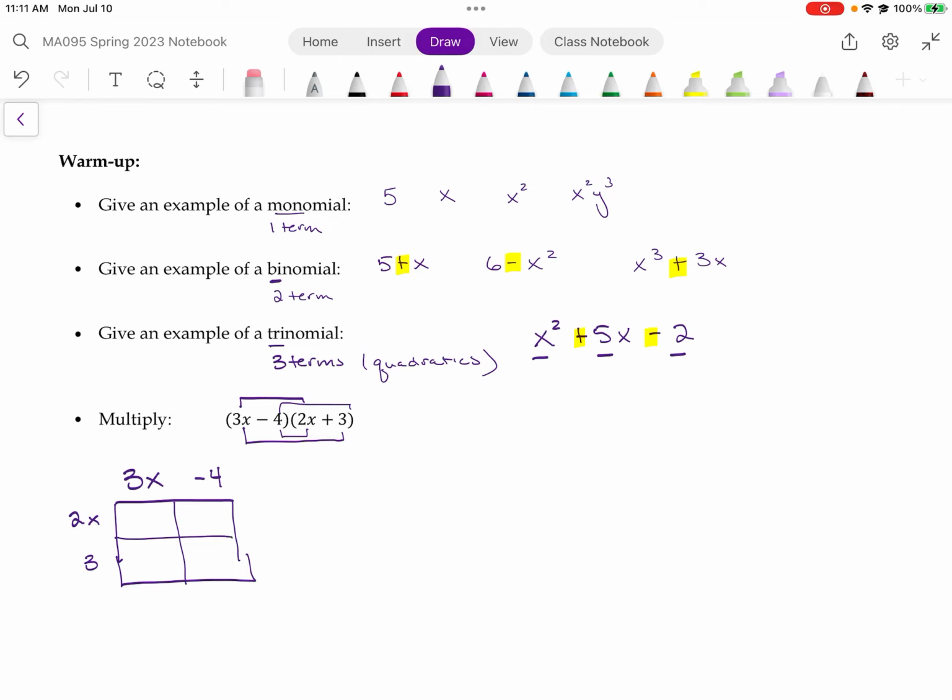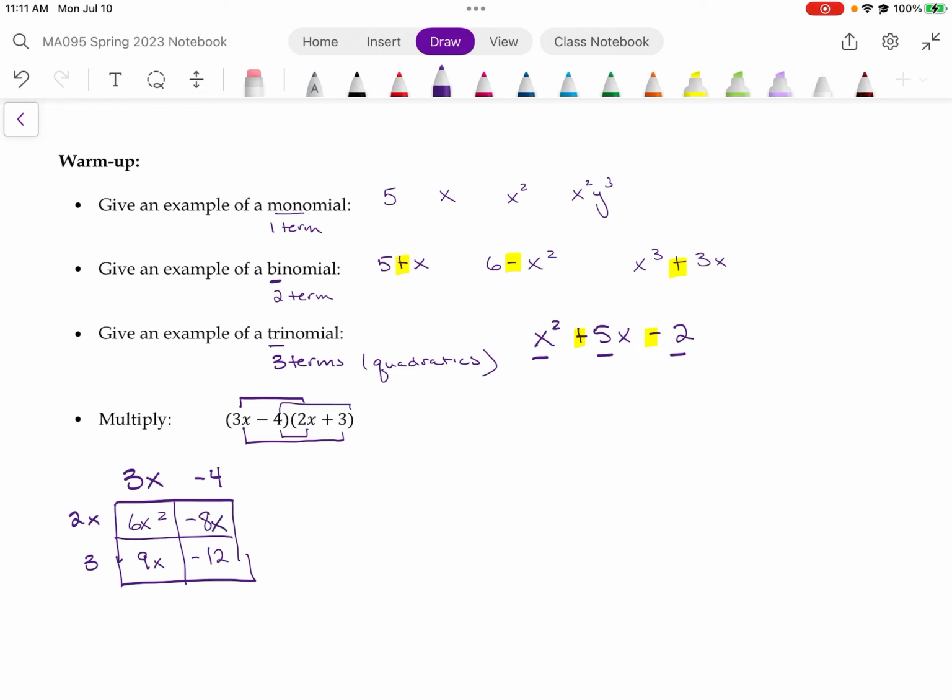So 3x times 2x is 6x squared. Let's do the bottom left. 3x times 3 is 9x. Negative 4 times 3, I'm just kind of going around in a circle here. Negative 12, doesn't matter what order you do it in when you have a box. 2x times negative 4 is negative 8x.